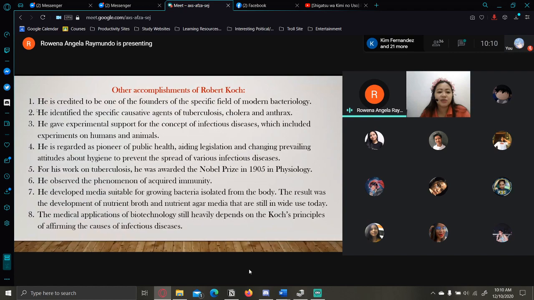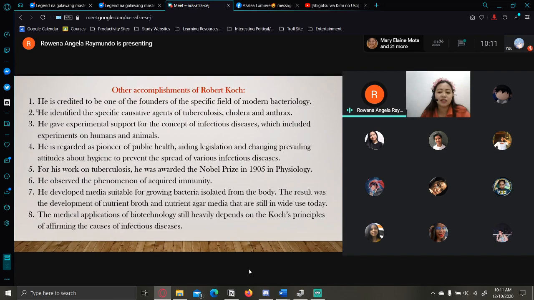For his work on tuberculosis, he was awarded the Nobel Prize in 1905 in physiology. He observed the phenomenon of acquired immunity. He developed media suitable for growing bacteria isolated from the body. The result was the development of nutrient broth and nutrient agar media that are still in wide use today.